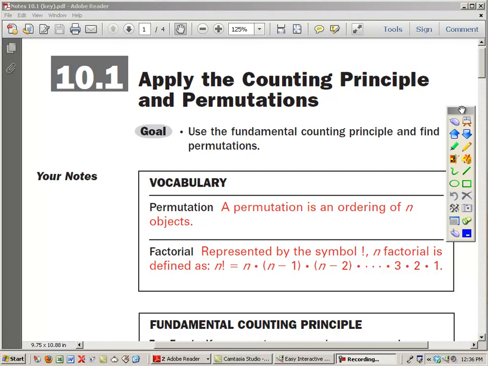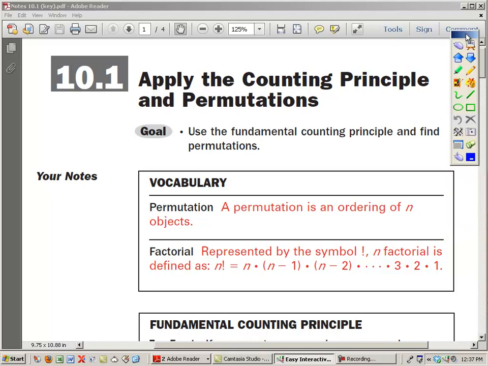Chapter 10, we get into a whole bunch of ideas of counting principles, permutations, the idea of some probability, and as we get into the next chapter, we'll be talking a little bit more about some statistics, but basically looking at probabilities of various events is really the gist of Chapter 10.